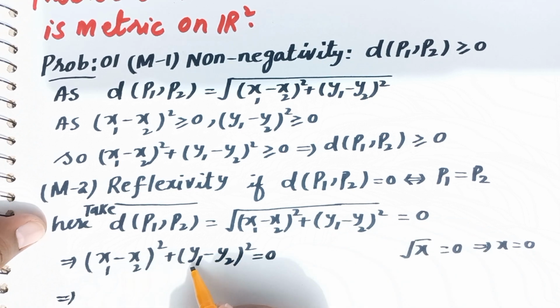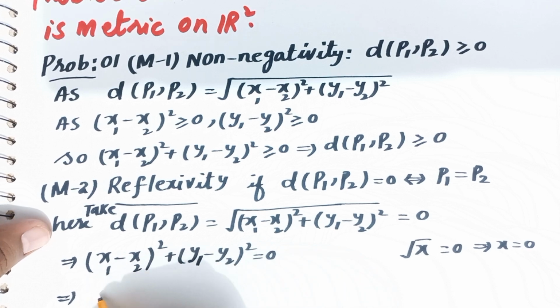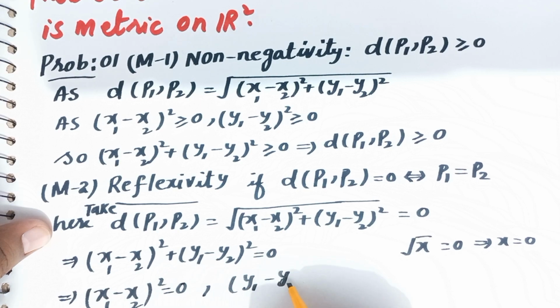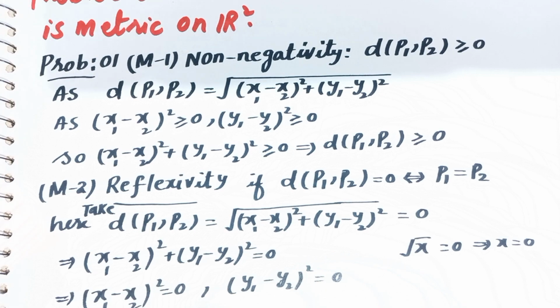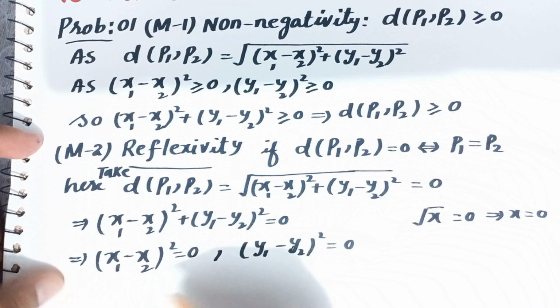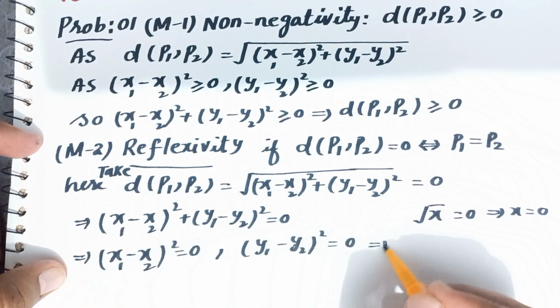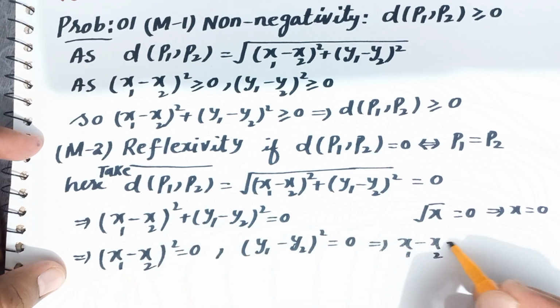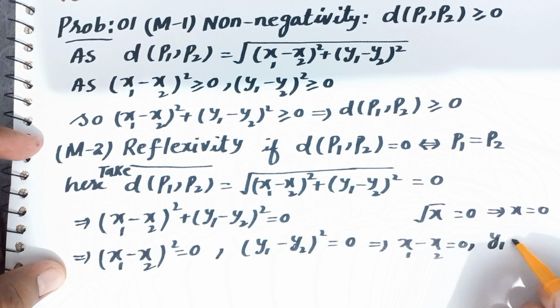Now this is the sum of the squares. Sum of the squares equal to 0 is possible if both the numbers individually equal 0. This implies (x1 minus x2) whole square equal to 0 and (y1 minus y2) whole square equal to 0. Now as we know, a square equal to 0 is possible only when the number inside the square, that is x1 minus x2 equal to 0, y1 minus y2 equal to 0.